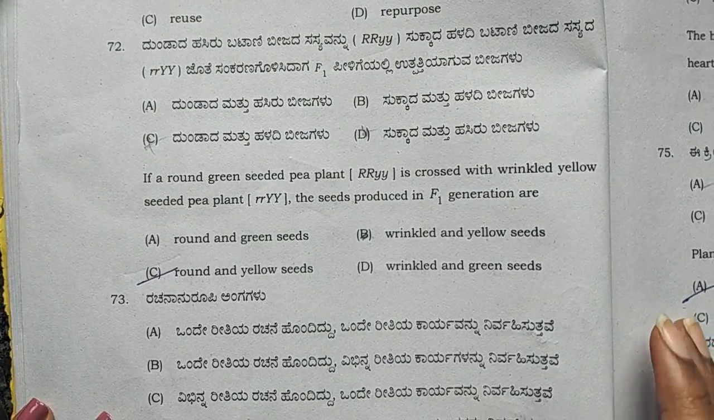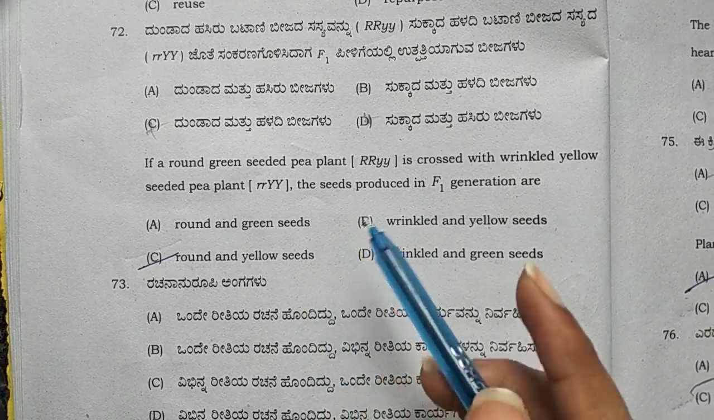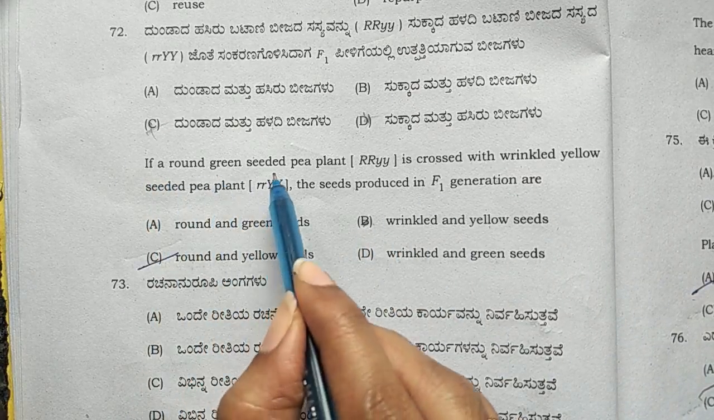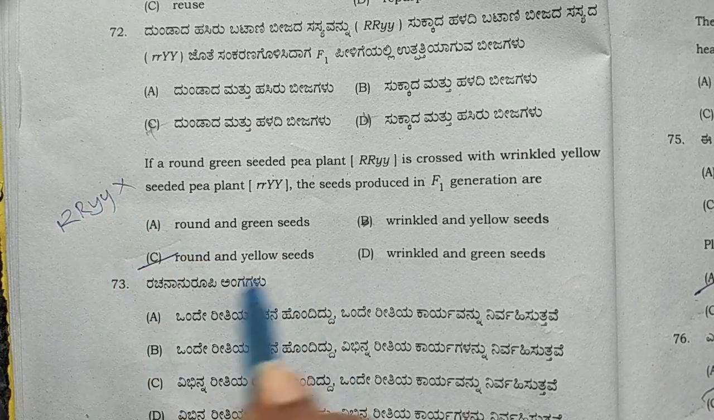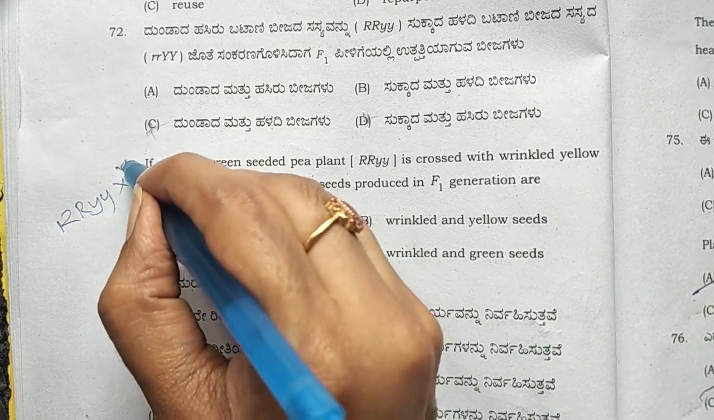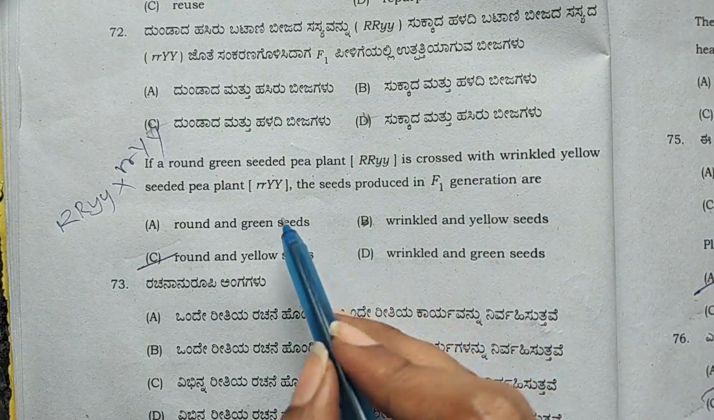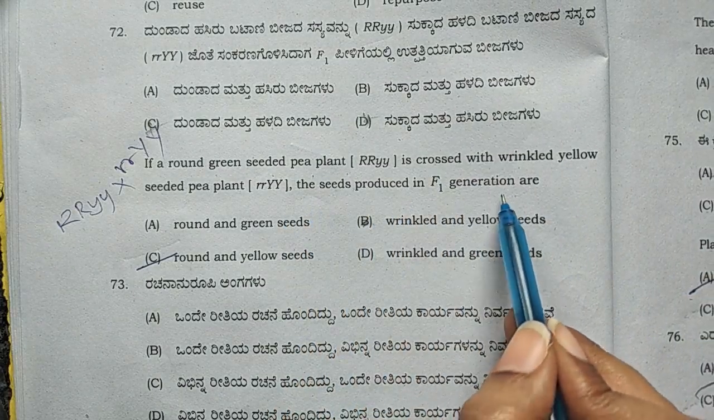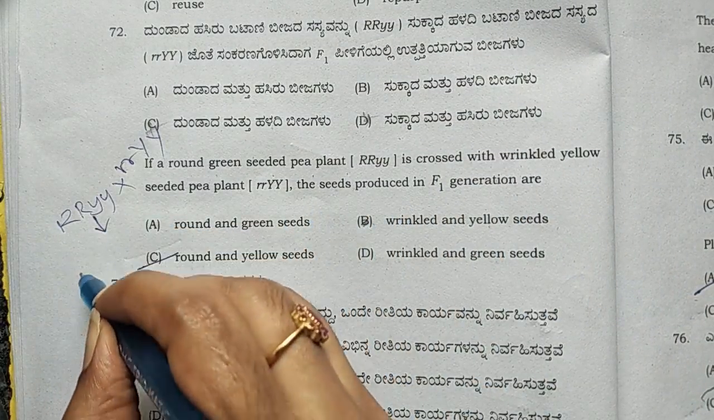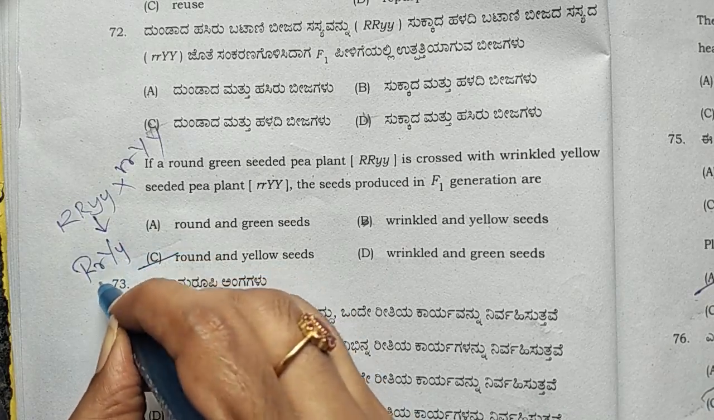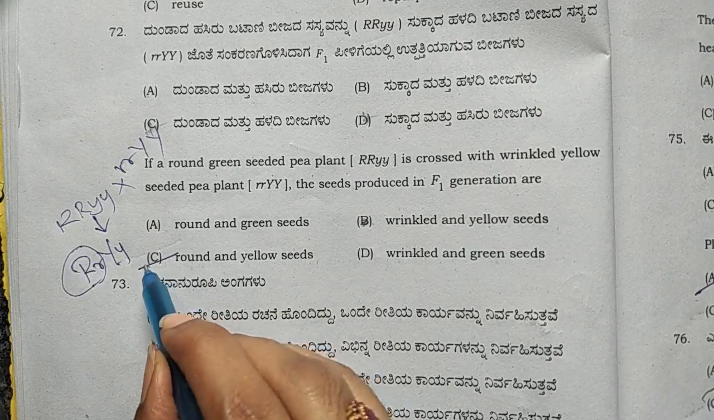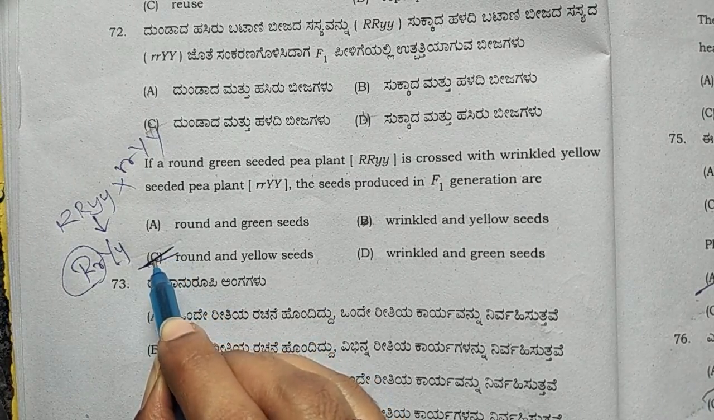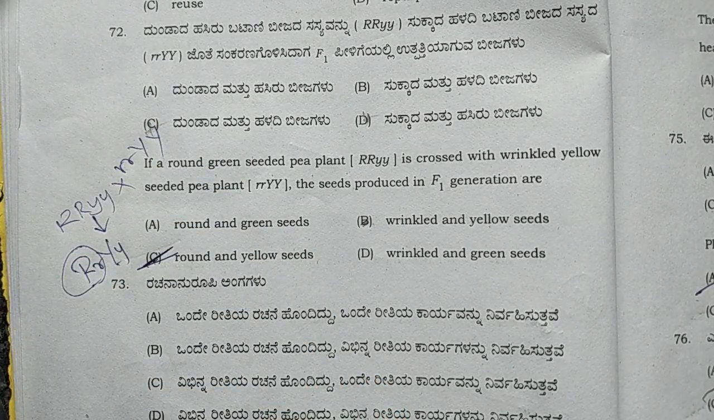72nd question, very easy, from the heredity and evolution chapter. They said if a round green seeded pea plant is crossed with wrinkled yellow, the seeds produced in the F1 generation will be RRYY, that is round and yellow, right? So you will get round yellow seeds, that is option C, correct for the 72nd question.